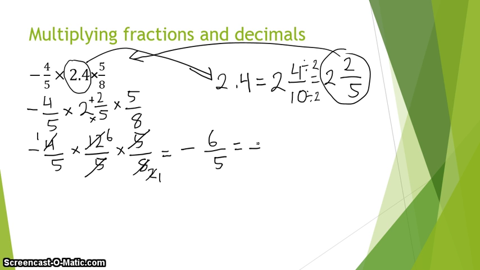5 goes, and keep a negative sign. 5 goes into 6 once with a remainder of 1. Keep the 5 on the bottom. And that's it.